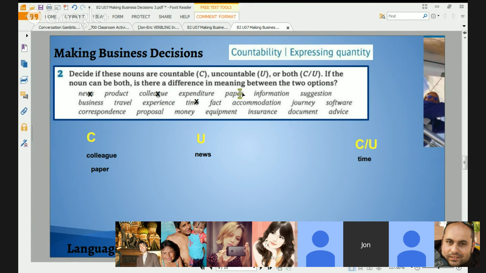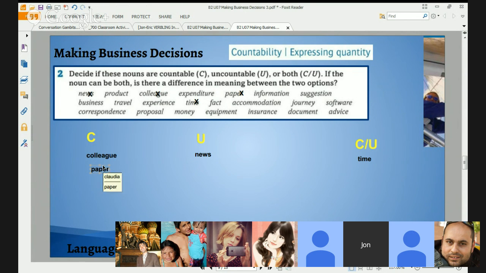Product, uncountable, maybe. Product. Project? Wait. Product. Can you say one product? You can, can't you? One product. That's the product that I want. So I wouldn't put that in uncountable, because as a noun, it's countable.